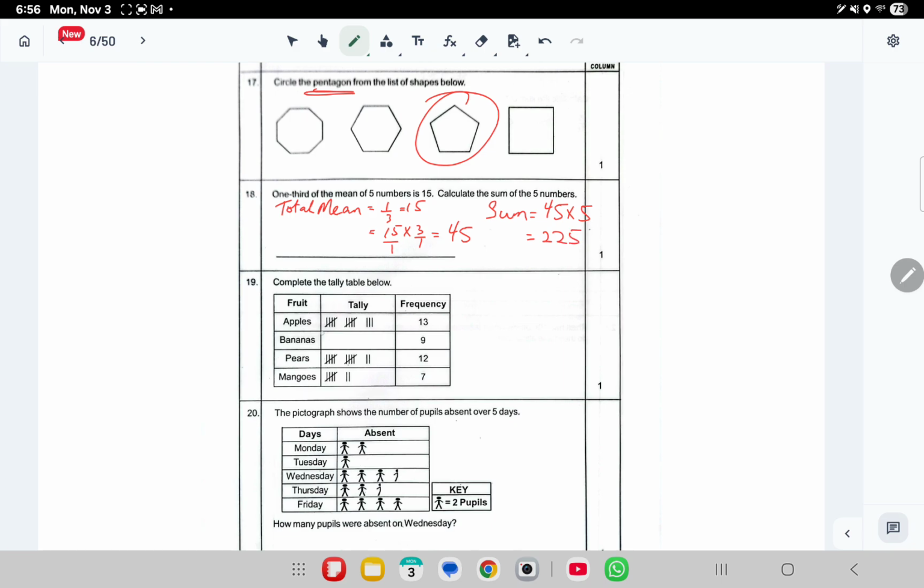Number 19, they said complete the tally table. So bananas 1, 2, 3, 4, 5, 6, 7, 8, 9. Good. Number 20, the pictograph shows the number of pupils absent over 5 days. How many pupils were absent on Wednesday? So we have 1, 2, 3.5. So Wednesday would be the 3.5 multiplied by how much one graphic represents, which is 2. So 3.5 multiplied by 2 will give us 7 pupils were absent on Wednesday.